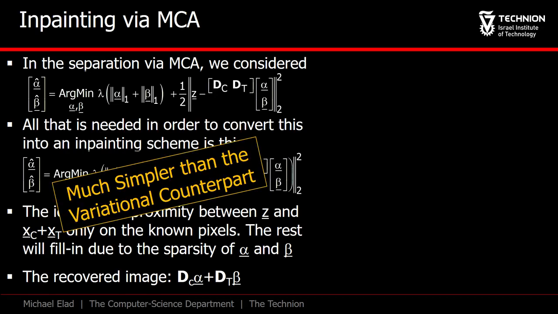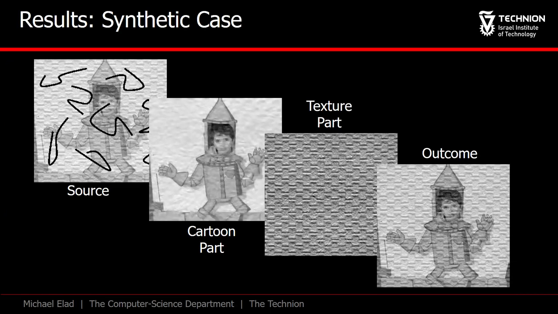We would like to draw your attention to two things. First, this scheme is much simpler and more direct compared to the variational one we just saw. Secondly, observe that we do not care so much about the separation as it is implicit to our inpainting process. And here it is, working. Amazingly, a small modification in the MCA algorithm leads to all the results we are about to see.